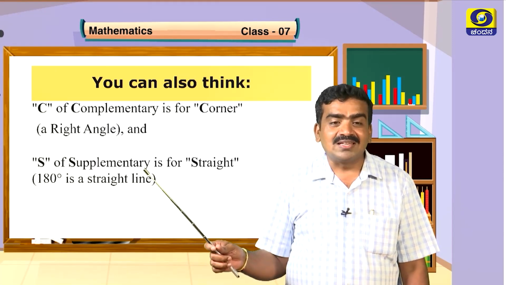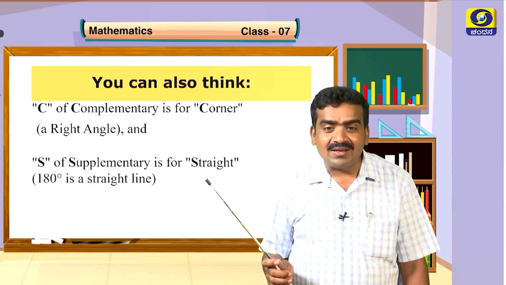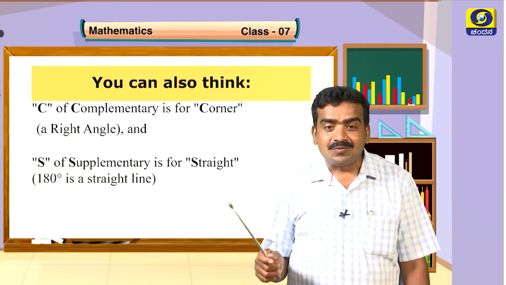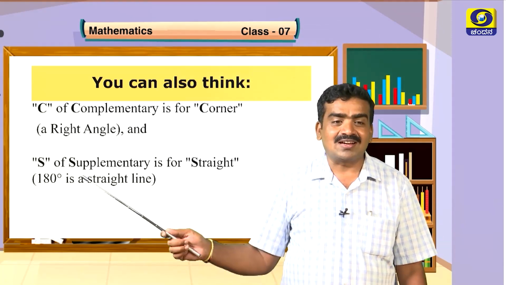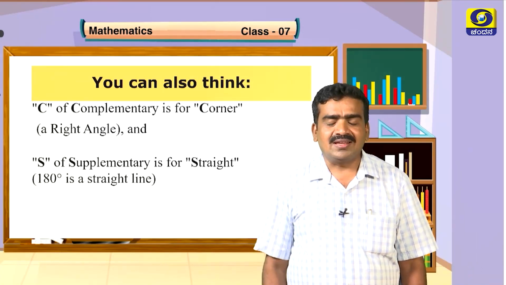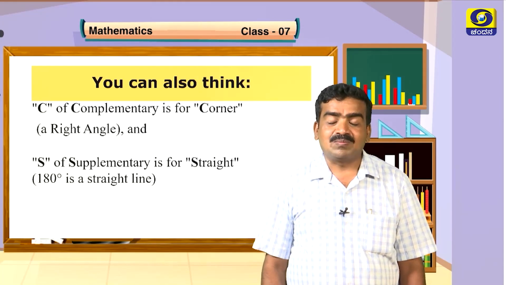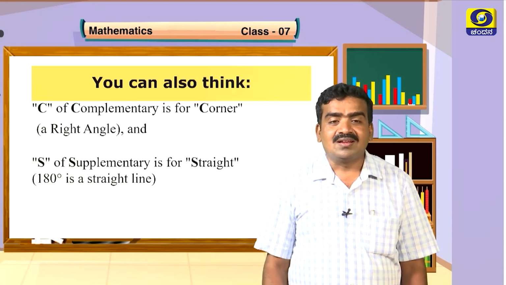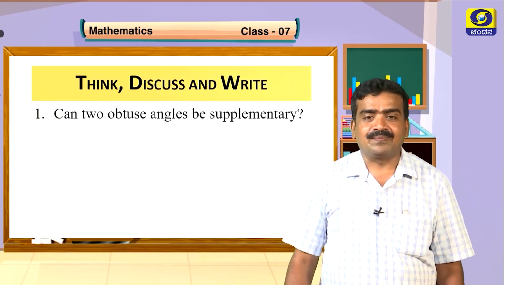What about for supplementary? Supplementary, S of supplementary is for straight. What does straight mean? Straight line. What is the measure of straight line? What is the angle of the measure of straight line? You are right. It is 180 degree. This is how we can easily remember the definition of complementary angle and supplementary angle very easily.